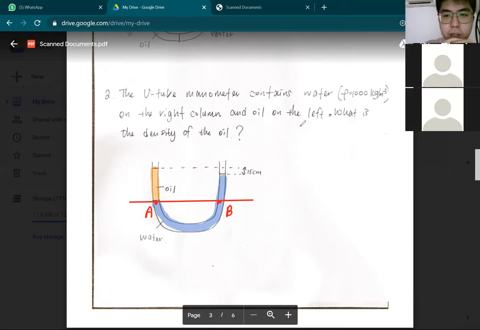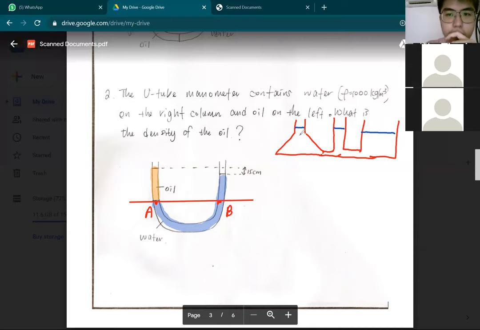It doesn't matter what the shape of the container is, like this or like this or like this. If the same type of liquid, just water, fills the container, then at any point, A and B, as long as they are at the same level, the pressure is the same. So it's the same with this one. If different liquid, then not the same. So from here, you know that PA equals PB.